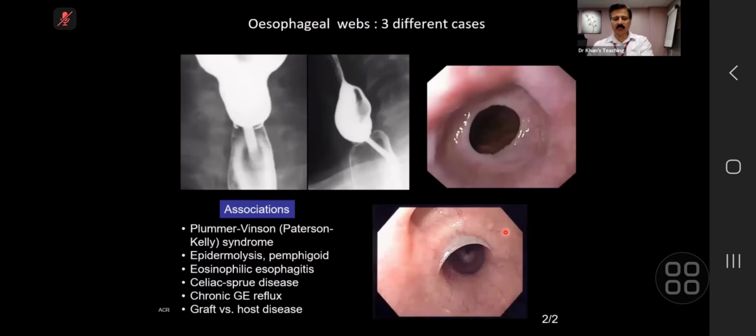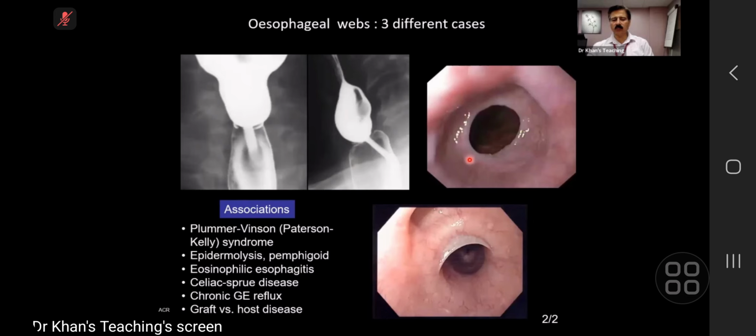I'll come back to you. Jet as in, aircraft jet. Now, this is a viva question, by the way. What are the associations of the web? And you make a note of this. Now, basically what happens is that this is a condition in which there is proliferation of the mucosa, and it just projects inside into the lumen, and there can be various shapes. So it can be anterior, it can be lateral, it can be posterior. And this is what I am showing you.